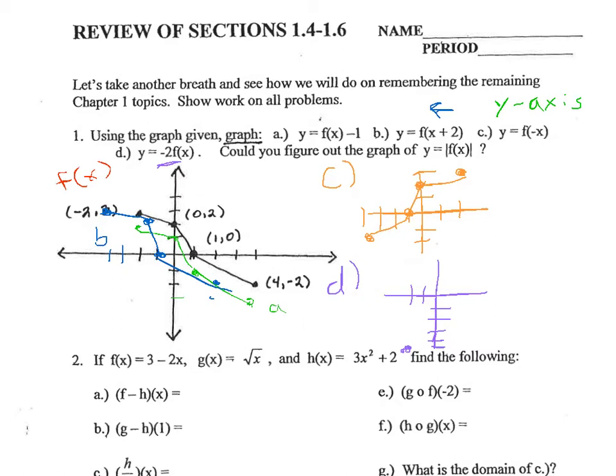If I used to have a point at 0, comma 2, it's going to be at 0, negative 4. If I used to have a point at 1, comma 0, it's actually going to stay at 1, comma 0. And if I had a point at 4, negative 2, it's going to become 4, positive 4.